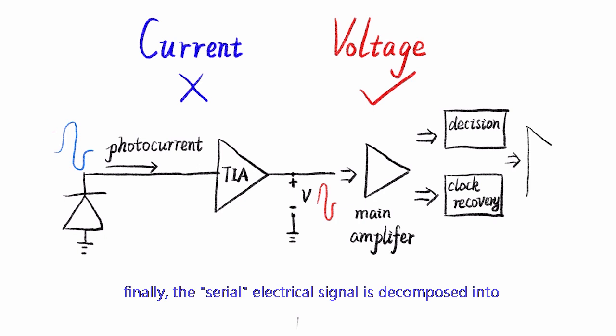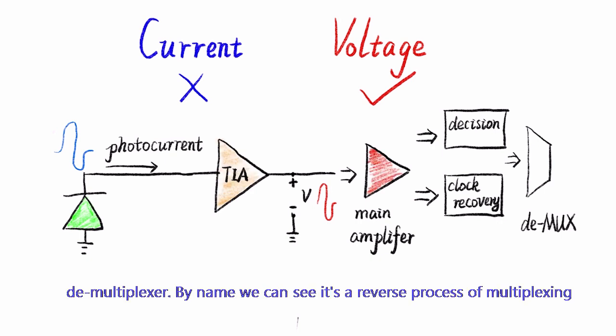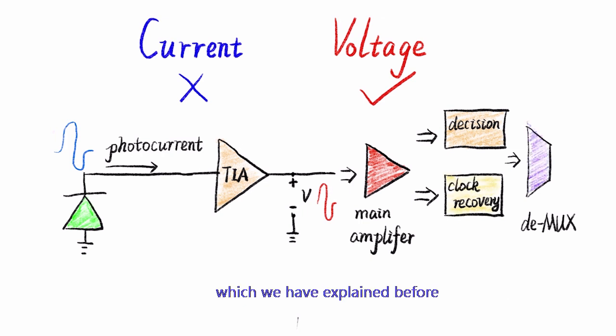Finally, the serial electrical signals are decomposed into parallel electrical signals and transmitted to the user through the demultiplexer. By name, we can see it's a reverse process of multiplexing, which we have already explained before.